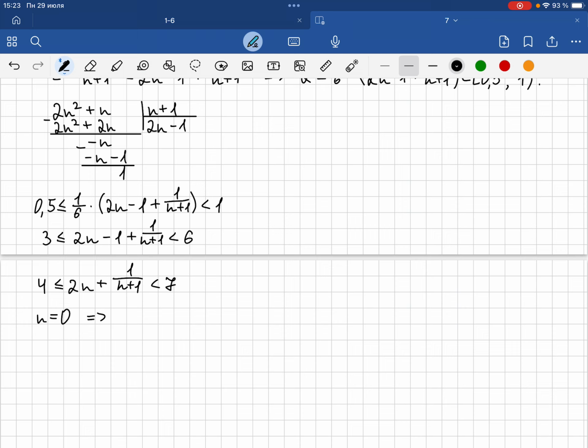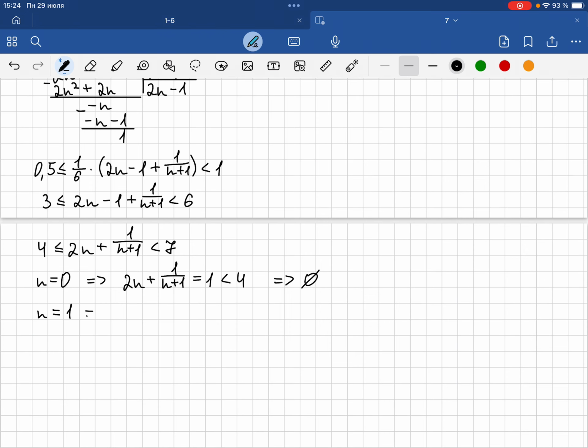Let's try n equals 0. Then 2n plus 1 divided by n plus 1 equals 1. And 1 is lower than 4. So it means that it is outside our interval from 4 to 7, including 4. Which means that this pair of numbers, so this n and the corresponding alpha, are not suitable for us. Let's try n equals 1, then 2n plus 1 over n plus 1 equals 2 plus 1 over 2, which is equal to 2.5, and it is still lower than 4. So it's outside our interval from 4 to 7, including 4. So it's not suitable for us.